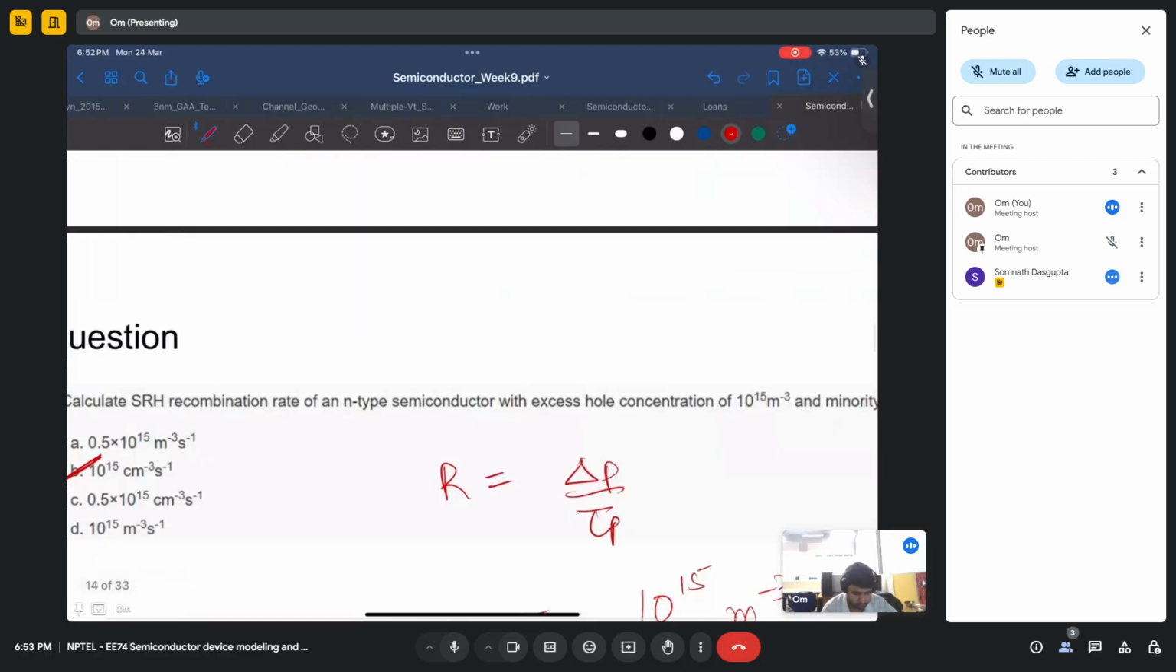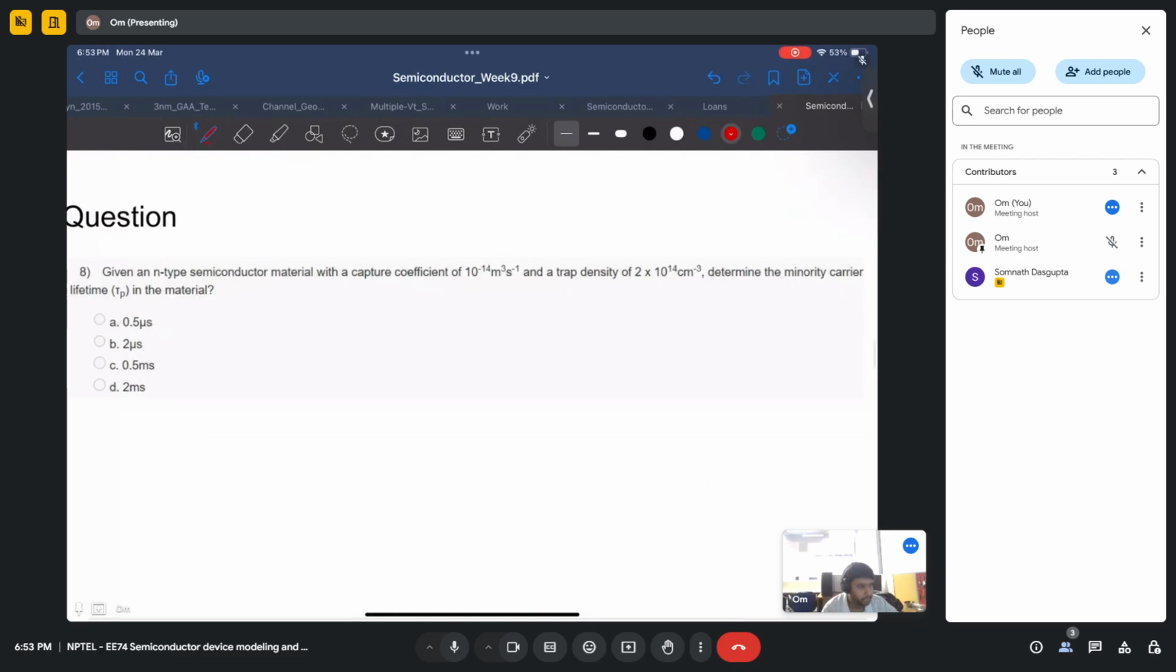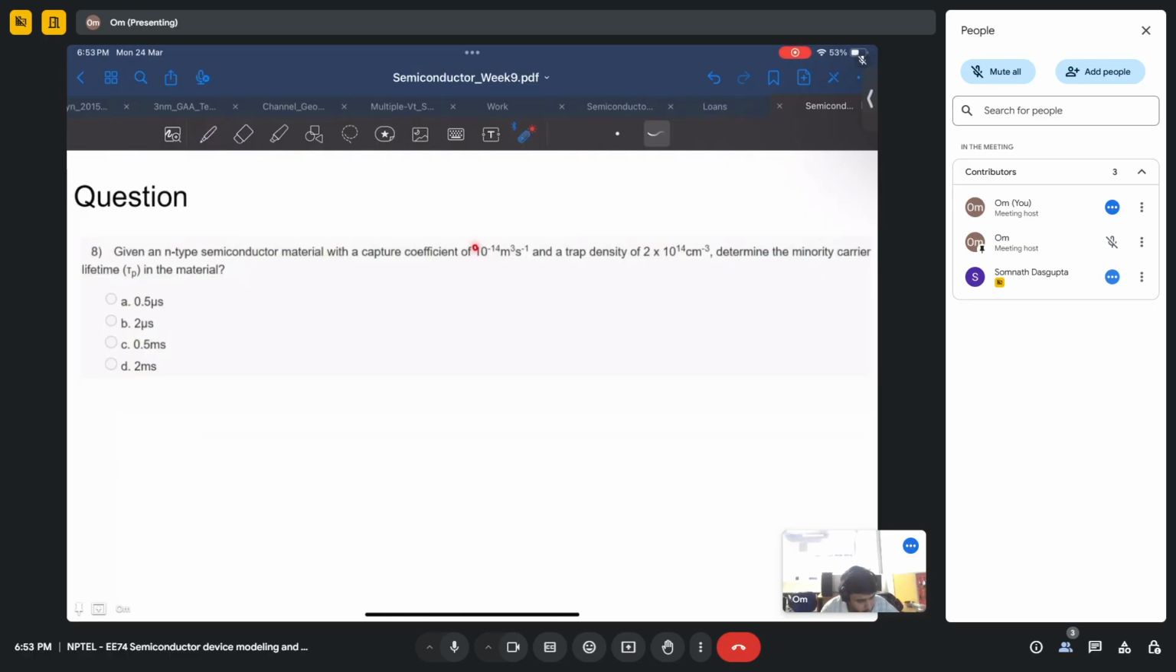Okay, next question. Given an n-type semiconductor material with capture coefficient of 10 to the power minus 14 meter cube per second and a trap density of 10 to the power 14 per centimeter cube, determine the minority carrier lifetime in the material. So for this, we need to know the relationship between capture coefficient, this is Cp, trap density Nt, and the minority carrier lifetime tau p.